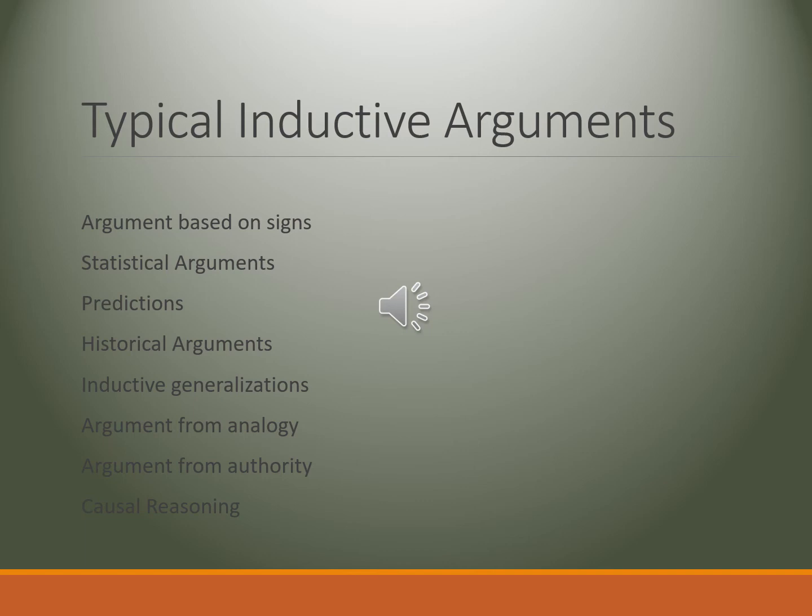We have arguments based on signs, statistical arguments. Remember, I'd mentioned that math is generally deductive, but statistical arguments are inductive. We have predictions, historical arguments, inductive generalizations, analogies, arguments based on authority, and causal reasoning. These are all very different from each other, but they all share a common core: they are types of arguments where evidence is given for a conclusion, but the conclusion can only follow with probability. So let's go through these and see what they entail, and this will help us more effectively spot inductive arguments when we see them.